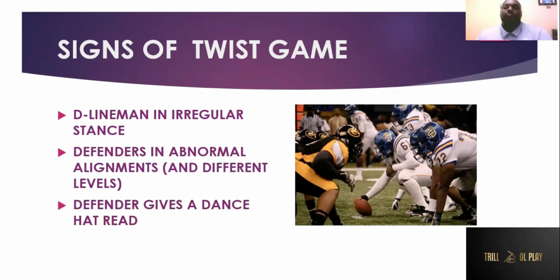All right, so the last thing, we talked about this on last week's edition, but another sign of twist game is a defender giving you a dance hat read. So we told you guys last week a dance hat read is when the defender comes and breaks down, instead of exploding off the ball to either come directly at you or speed rush up the field. If they break down and give you a dance hat read, that means that they're either going to come inside or they're a looper on a twist. Okay, so those are some signs of a twist game that we may see.